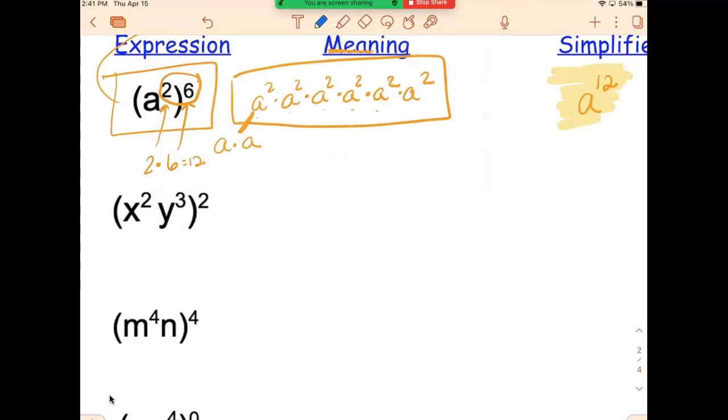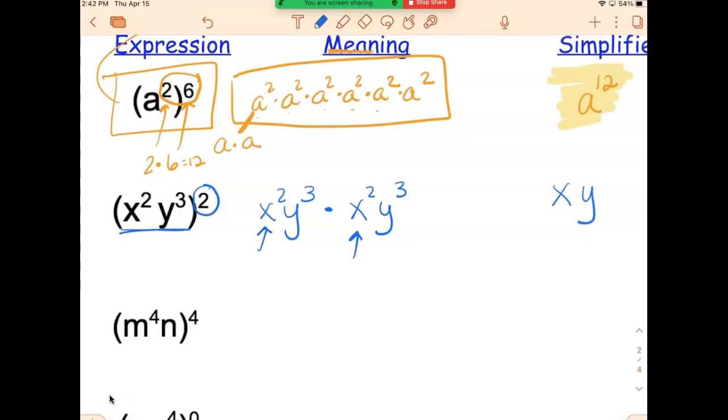X squared y to the third, parentheses squared. So let's write it out in the meaning form. So this is telling me I have two of this. So I'm going to write x squared y to the third, and I have two of them, so I'm going to do times x squared y to the third. So I want you to think, we know we are going to have an x and a y. How many x's do I have? Well, I have two here and two here, so I have four altogether. Then for the y's, I have three here and three here. I have six altogether. That's if we do it the old way.